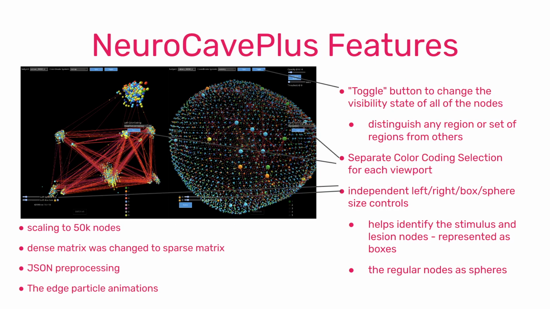So the added features in NeuroCave Plus include, well, we scaled the system to allow for 50,000 nodes, because most connectomes from an MRI were only about 5,000 nodes, at the most. And to do this, we had to change the dense matrix representation of the connection matrix to a sparse matrix. And we also accelerated even further by pre-processing the connection matrix into a JSON object, which could be loaded faster.